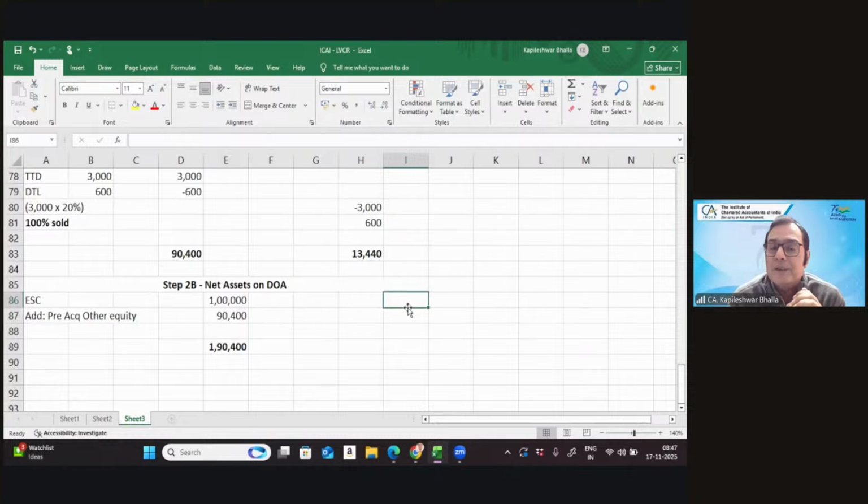Now we are ready to go to the next stage. Do you want me to give you a break first, or do you want me to continue with this question, because it's going to take a little more time? So do you want me to give you a quick 10 minutes break and then proceed further? Because we've got a long way to go. Step number 2A is done. Now we've got more steps to follow. So what do you say?